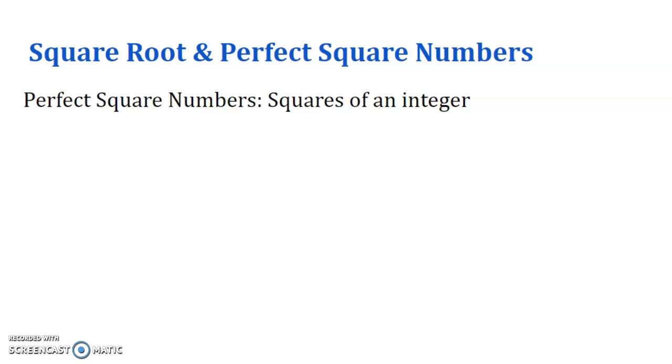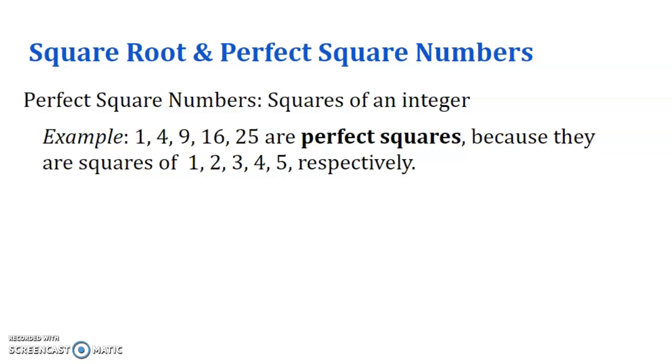Okay, so square roots and perfect square numbers. Perfect square numbers are squares of an integer. So the examples are 1, 4, 9, 16, 25. They are perfect squares because they are squares of the numbers 1, 2, 3, 4, 5 respectively. 1, 2, 3, 4, 5 are all integers. So if I square 1, what do I get? 1. 2 squared is 4, 3 squared is 9, 4 squared is 16, 5 squared is 25.